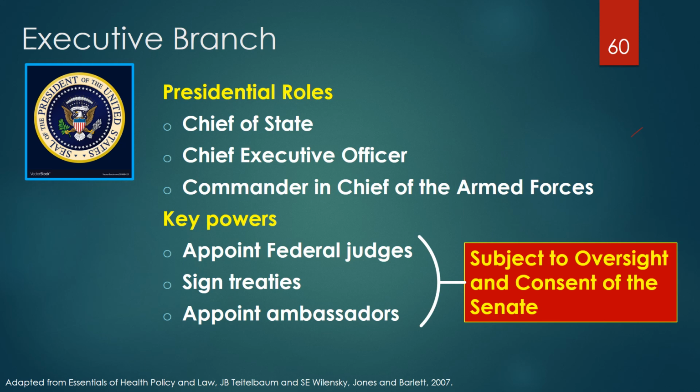Key powers of the President include the ability to appoint federal judges, to sign treaties with foreign nations, and appoint ambassadors as United States liaisons with other nations. These powers are subject to oversight, advice, and consent of the U.S. Senate.